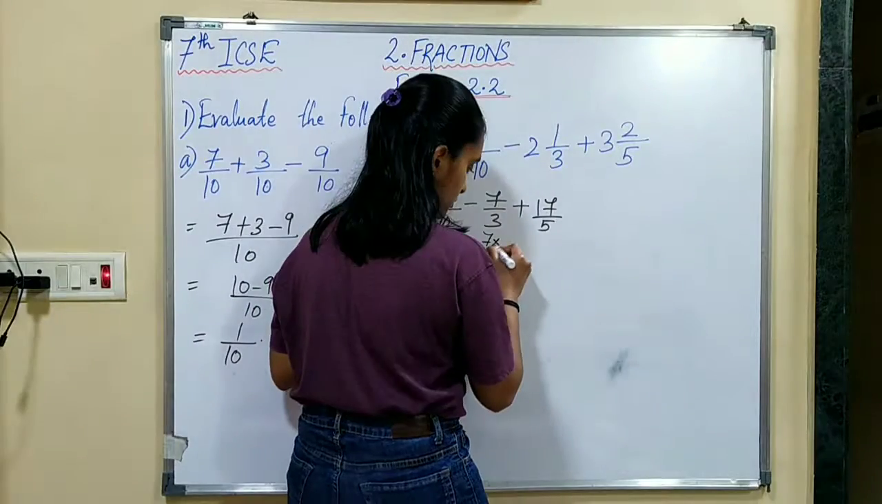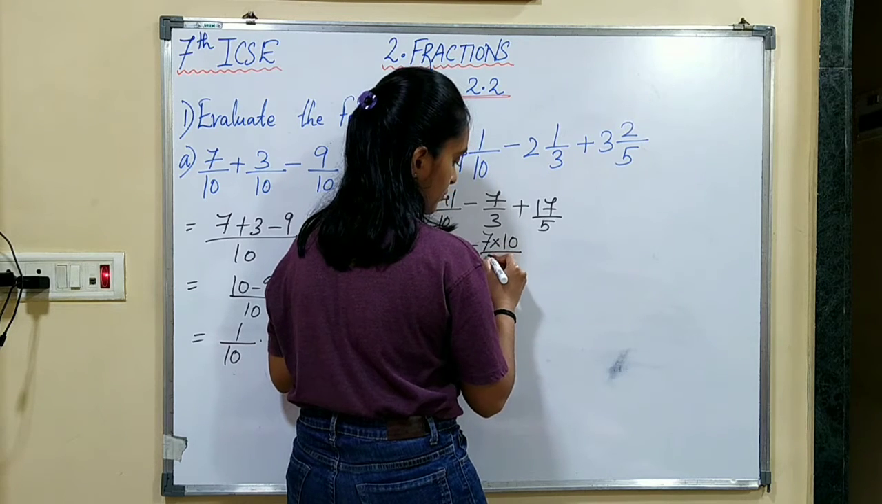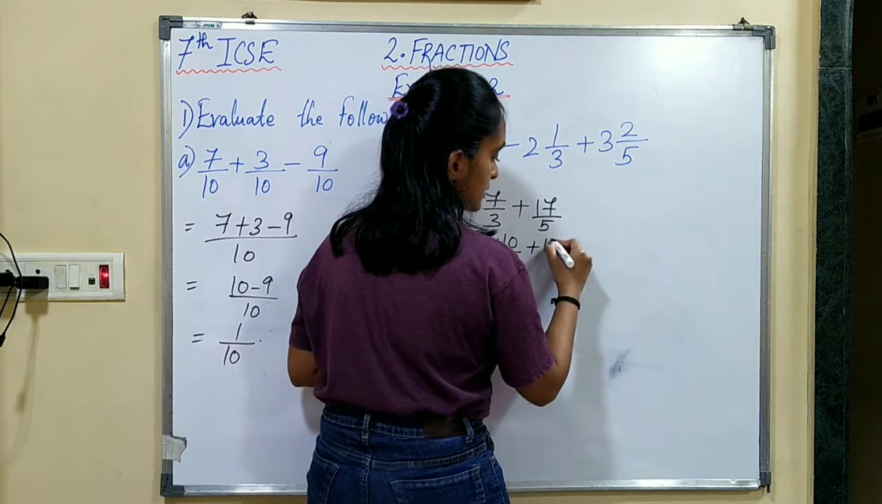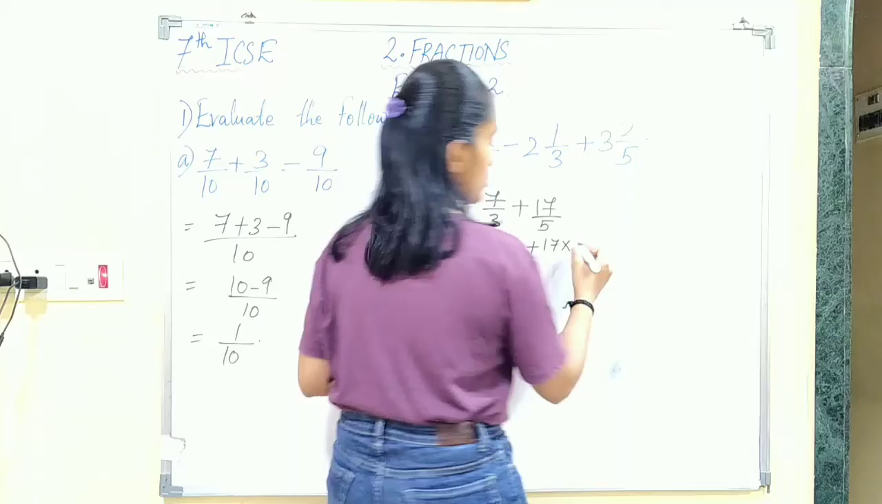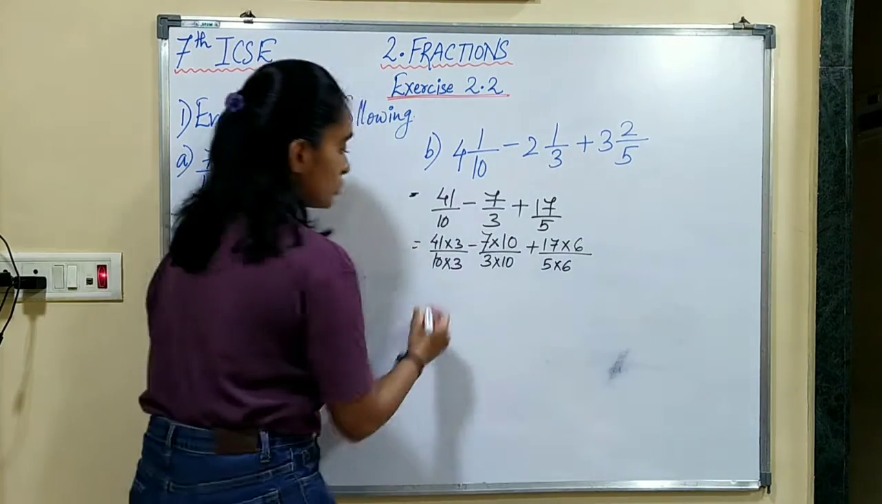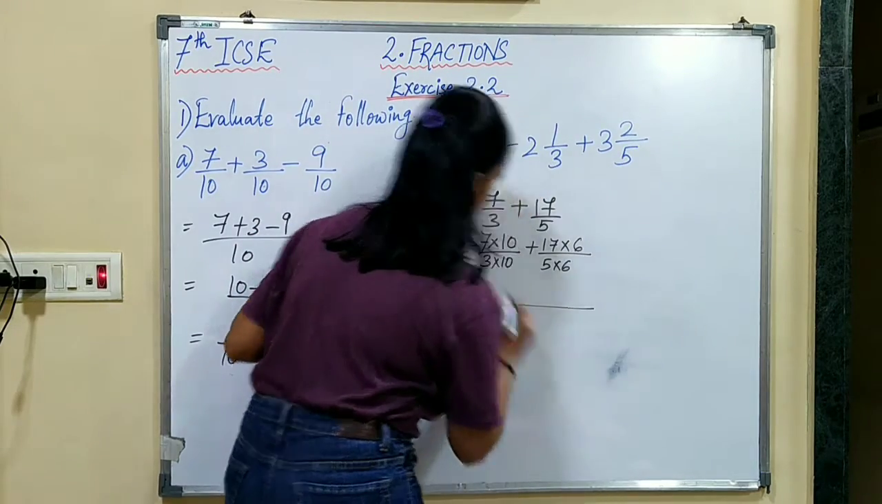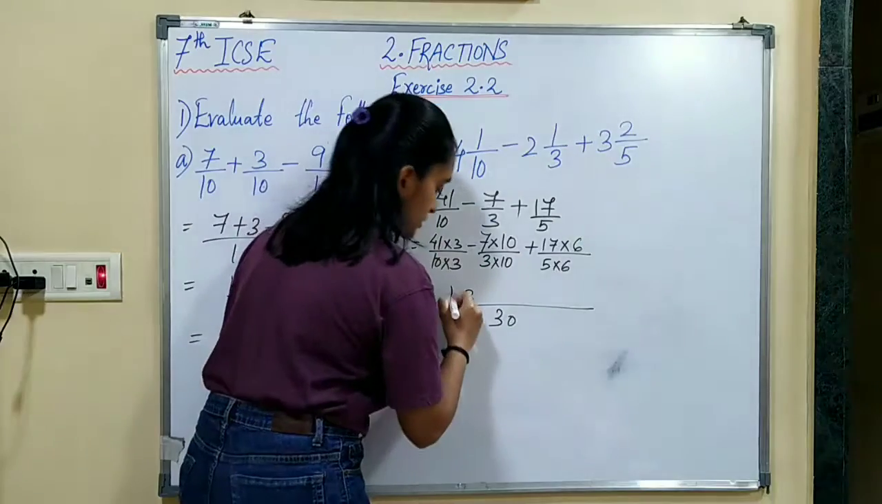So 7 multiplied by 10 upon 3 multiplied by 10 plus 17 multiplied by 6. 5 is 30. So 6 upon 5 multiplied by 6. So in the denominator you will get 30. In the numerator, 3 ones are 3, 3 fours is 12.